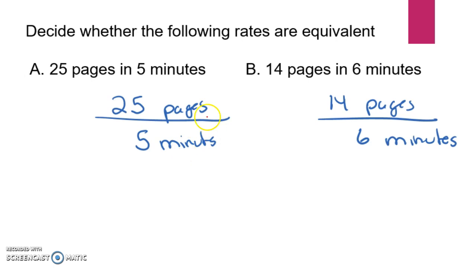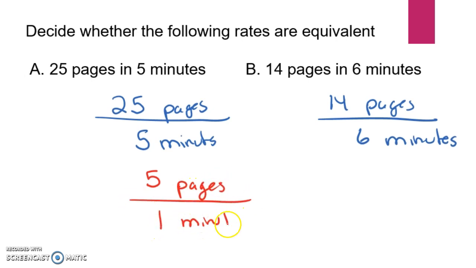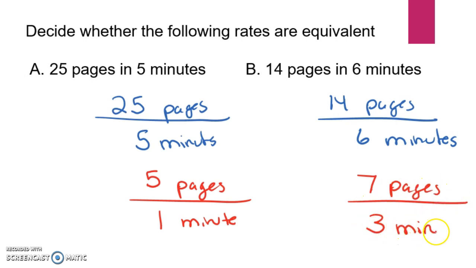We could do unit rates for both of these and compare them that way, but another way to do it would just be to figure out what you can take out of each of them. So I know I can take out a 5 out of here. If I take out a 5, I'm going to end up with 5 pages, 1 minute. And if I simplify the other one all the way down, I can only take out a 2, so 7 pages in 3 minutes. If you look at these, they are not equal to each other, so you would say those ones are not equivalent.